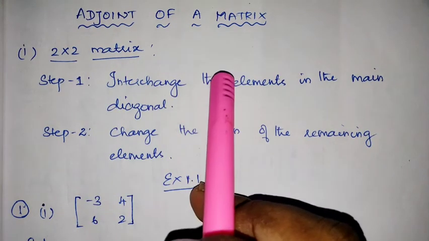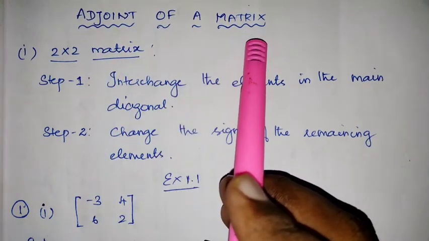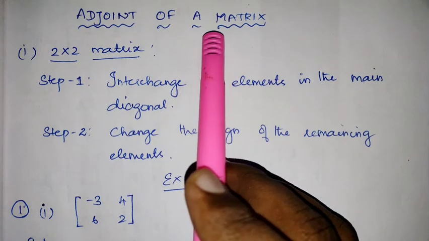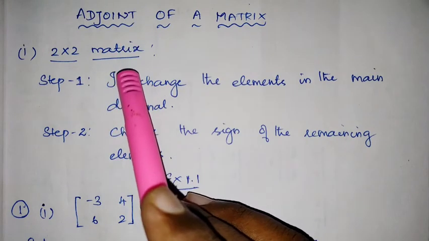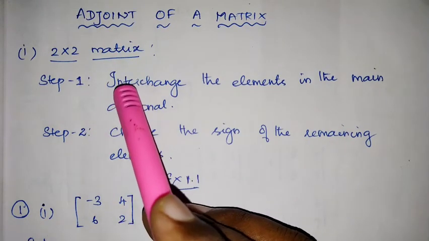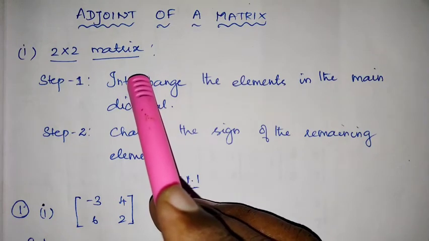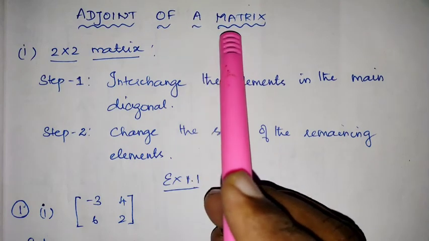Welcome students. Today we are going to see adjoint of a matrix. Adjoint of a matrix is used in finding the inverse of a matrix, so it is important. How to find the inverse of a matrix will be taught a little bit later. Before that, we are going to learn how to find the adjoint of a matrix.